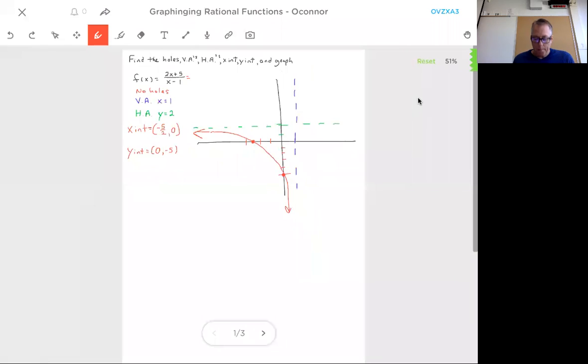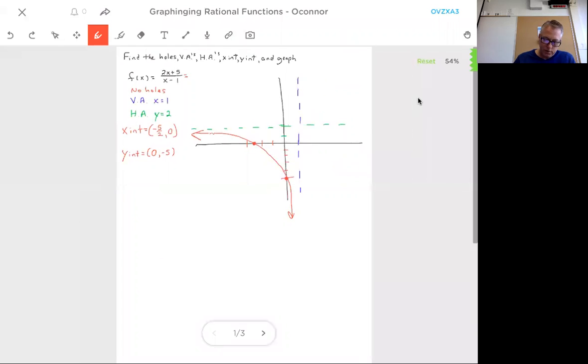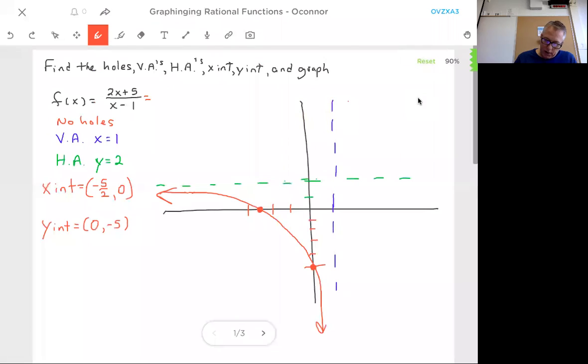To draw the right part of the graph, to the right of the vertical asymptote, it could either look like this or like this. I know it has to be on the top, because for it to be on the bottom, it would have to have an x-intercept. It only has the one x-intercept over here. Therefore, this cannot happen. So it can only be on the top.